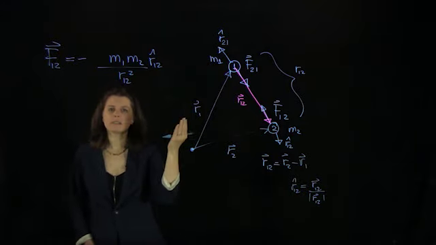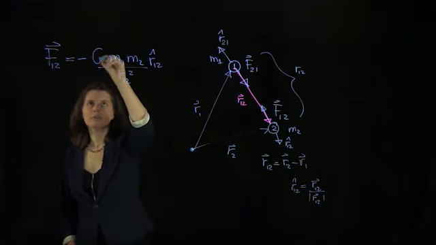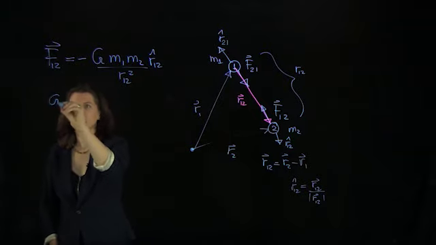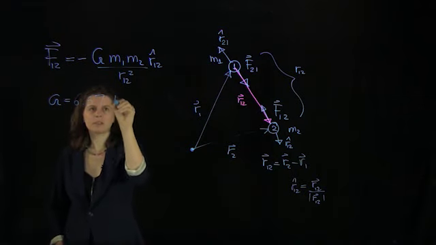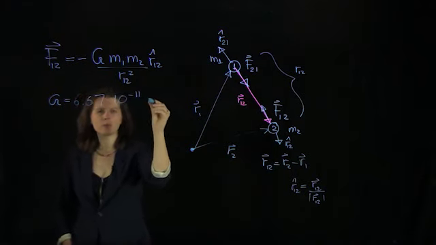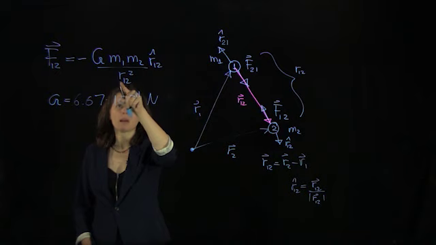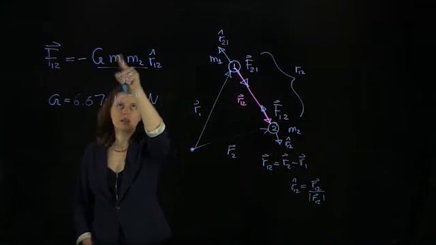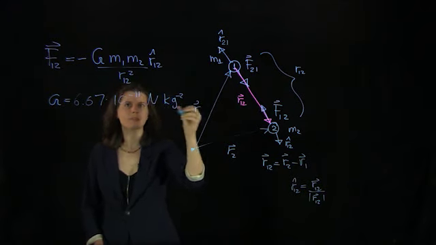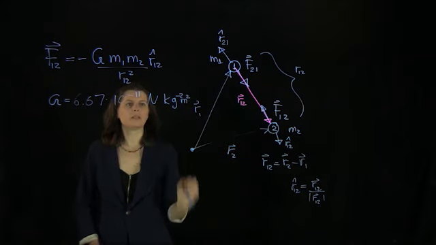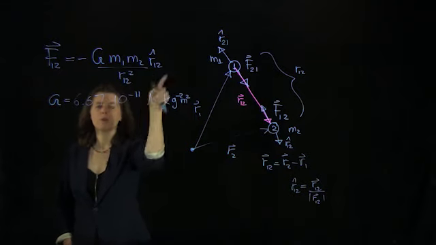As is the case with most of these laws, there's a proportionality constant, and Newton called this capital G. And G, as we know today from experiment, is 6.67 times 10 to the minus 11. And then in terms of units, we have Newton, since force goes in Newton. We have mass, this is kilogram squared. And we have meter squared. So those are the units, and if you plug those in, then the units of the whole equation will work out.